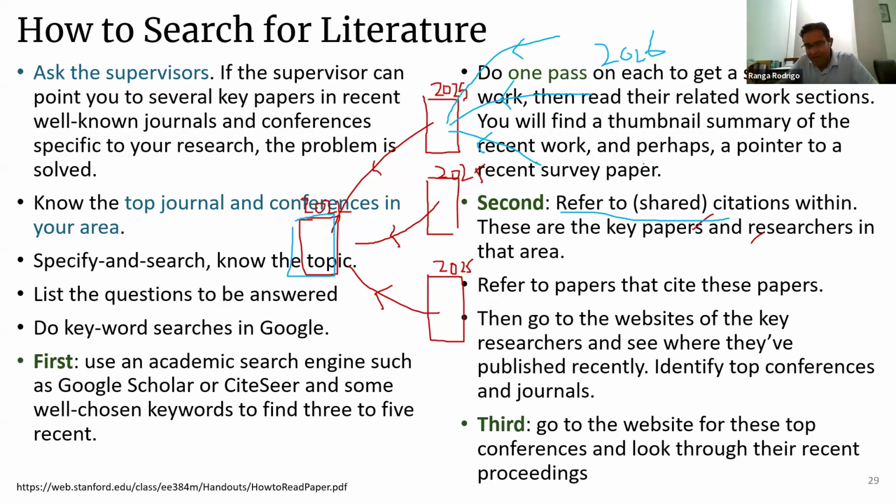Then you have to keep on tracking from there on. What are the papers that are coming? Maybe you can put alerts. If someone writes a paper, you get an alert in Google Scholar or something like that. Then go to the websites of the key researchers and see if they have published recently. Identify top conferences and journals and see what the top research groups are doing right now. So this is how to search for literature.